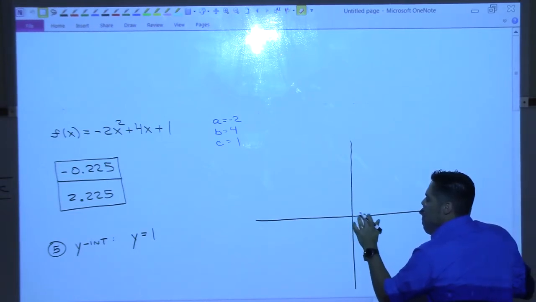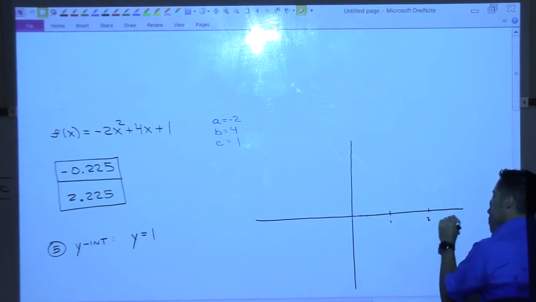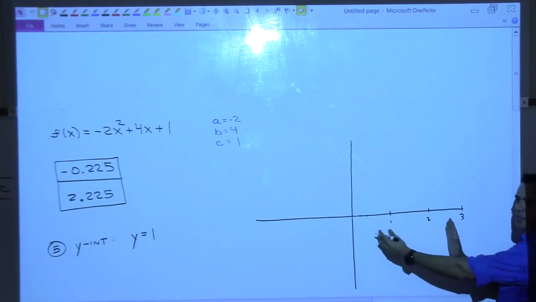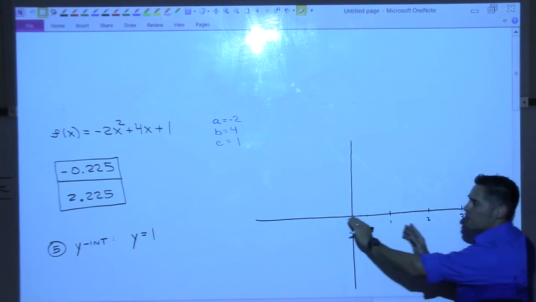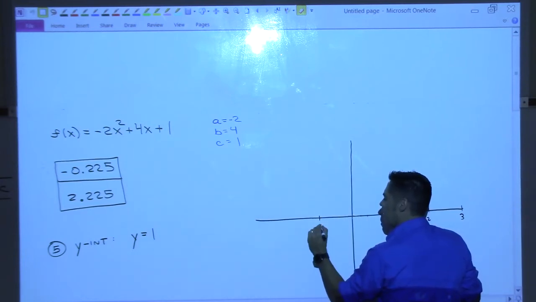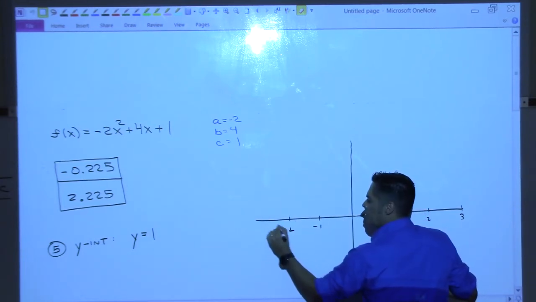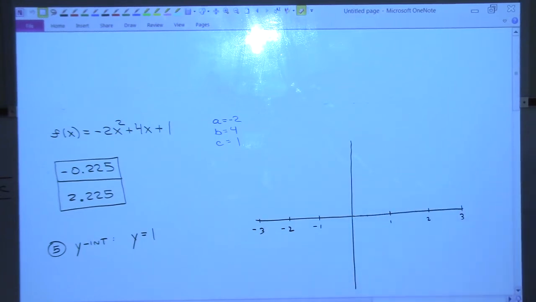How about we do something like 1, 2, 3. That way our x-intercept will land somewhere in here, right? And then the other direction, it's negative, but it's not very far out there, so I'm just going to do -1, -2, -3. Okay, does that make sense?